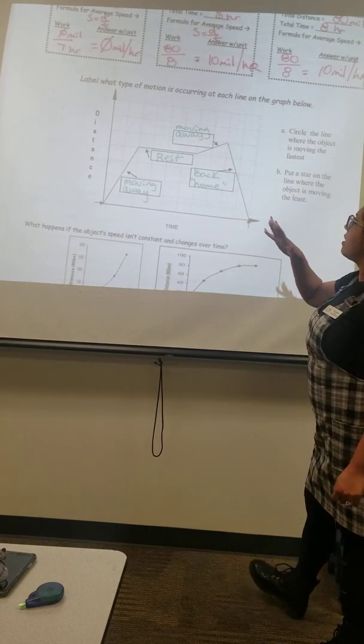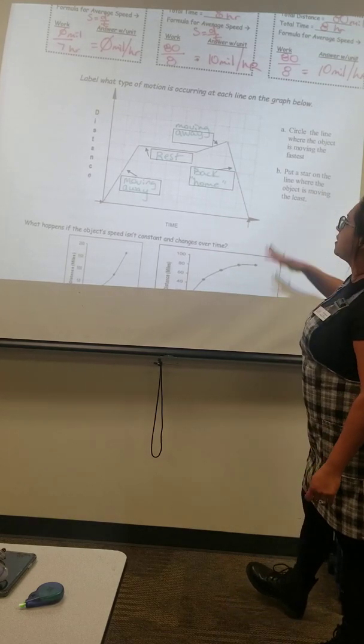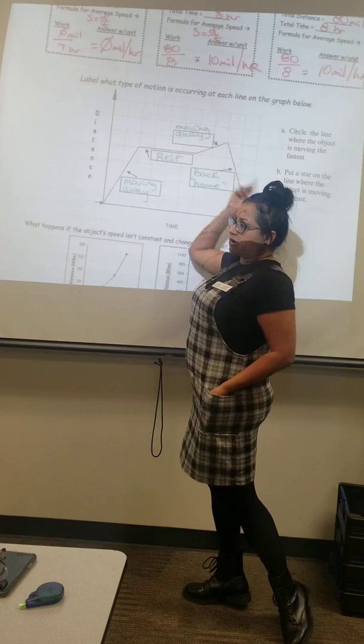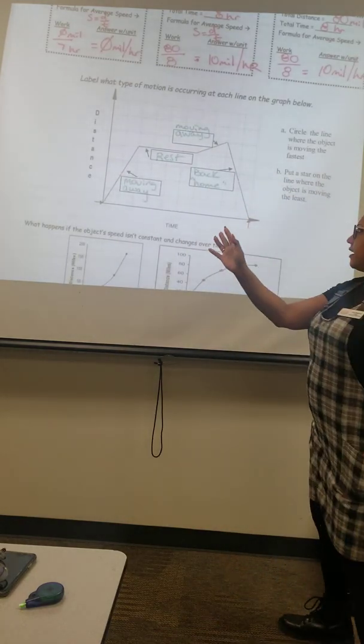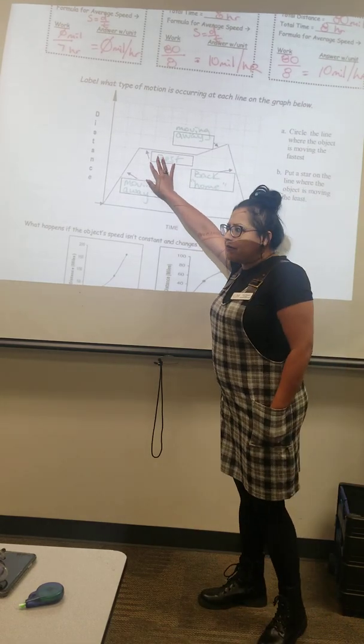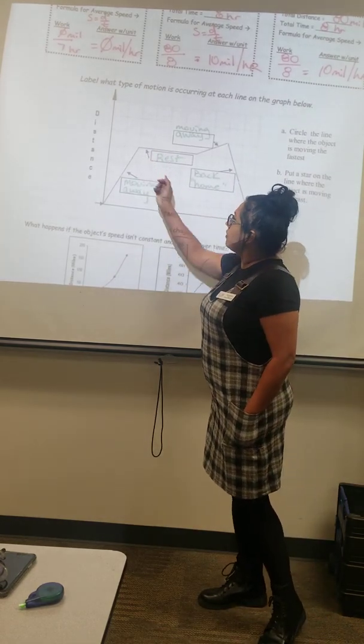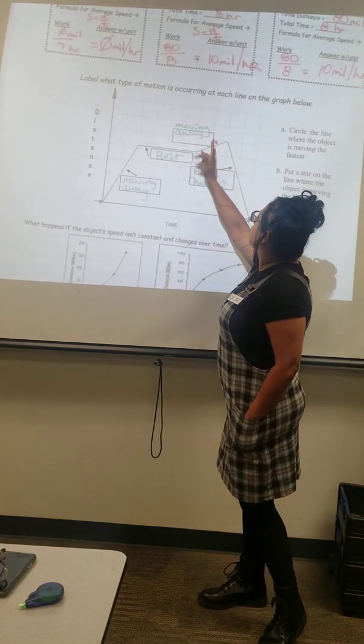So, hold up, Mr. Reed. Which one can you eliminate? Line 1, 2, 3, or 4? You can eliminate which one? I agree. You can eliminate 2, right? Because it's 0. It's at rest. So now we're down to line 1, 3, or 4.